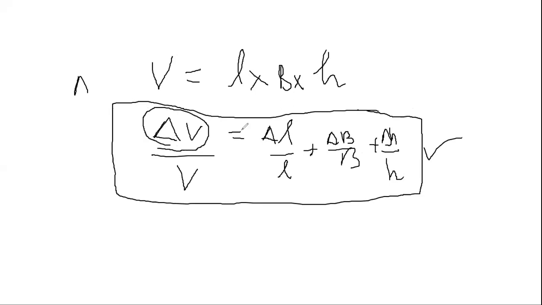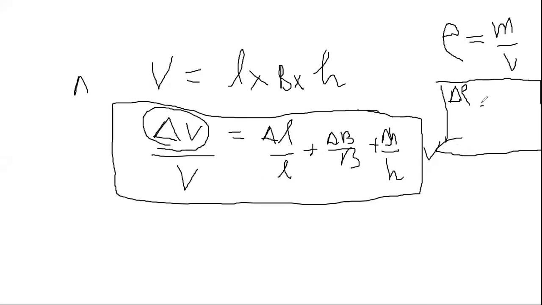For density, it's mass over volume. What is the uncertainty formula? Changes of rho, anyone? Come on, give it a try. Changes of rho equals changes of M over M plus changes of V over V. Good. Yes, this is how it works. So if it's divide or if it's times, it's going to be over the values.